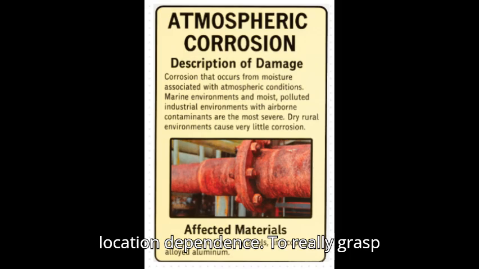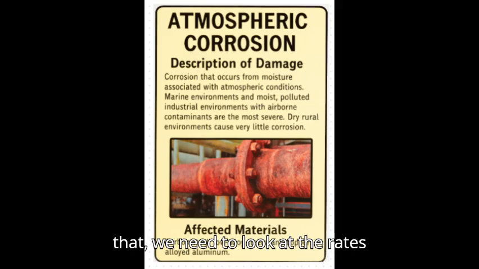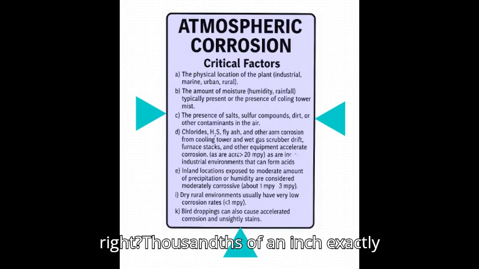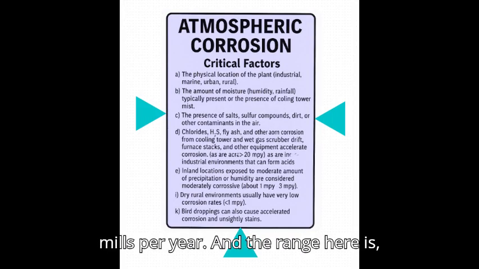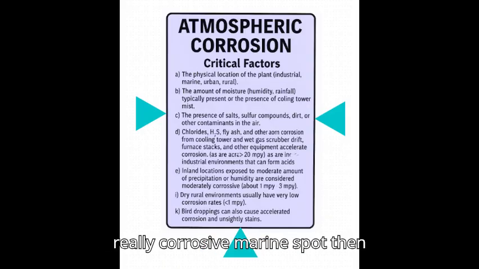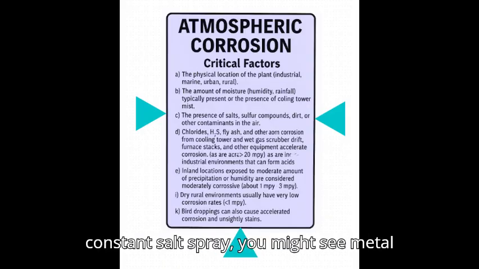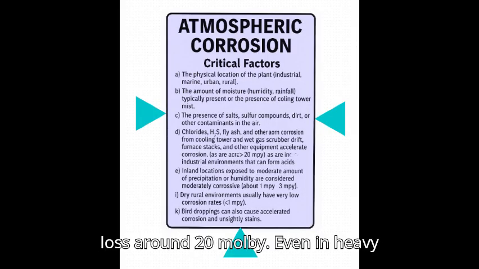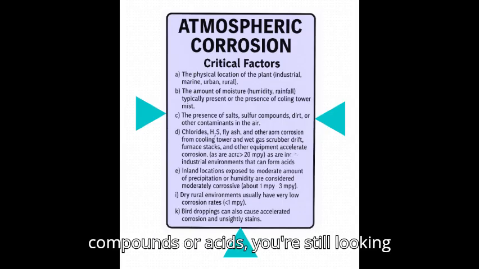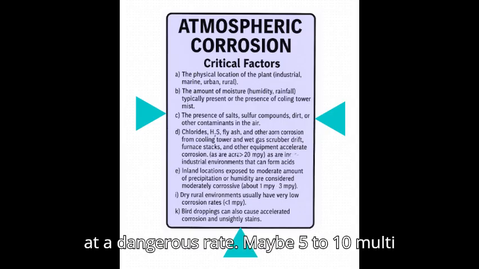Right. And you mentioned location dependence. To really grasp that, we need to look at the rates measured in MPY. That's mils per year, right? Thousandths of an inch. Exactly, mils per year. And the range here is, well, it's pretty stark. If you're in a really corrosive marine spot, think constant salt spray, you might see metal loss around 20 MPY. Even in heavy industrial zones with air full of sulfur compounds or acids, you're still looking at a dangerous rate, maybe 5 to 10 MPY.